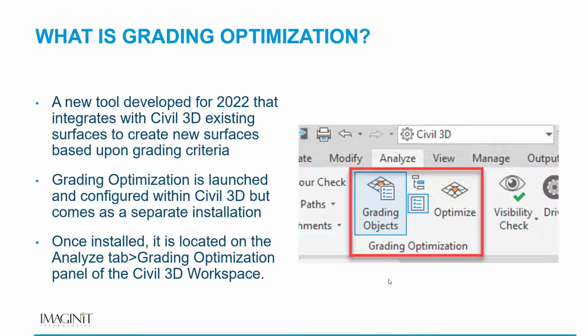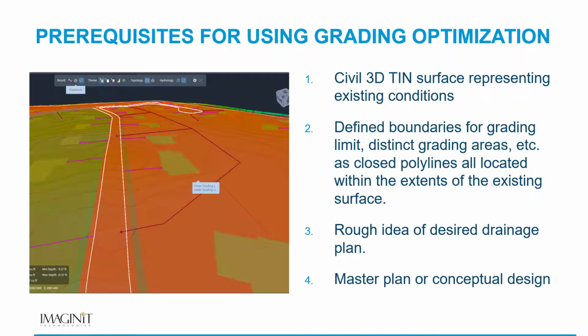Grading optimization, again, like the Project Explorer, right now is something that's only available through the AEC collection, but it's something that has a separate installation. You should see it on the Analyze tab if you have grading optimization there, and then when you actually open it or run Optimize, it'll open up a separate window.